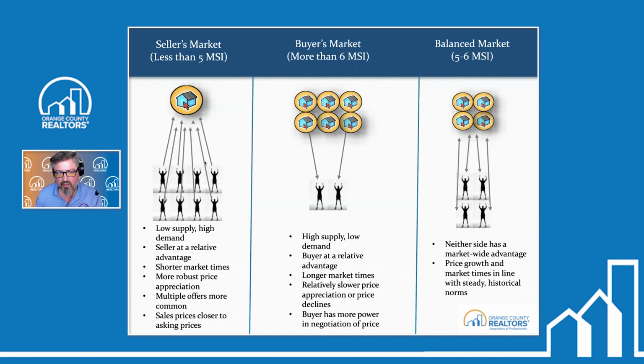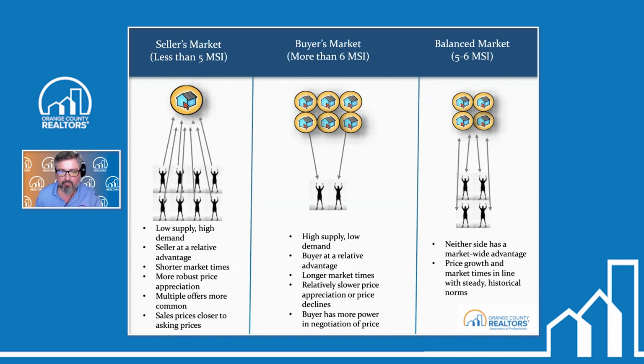So in a seller's market, you've got more demand than the supply can meet, which ultimately means that prices are going to start going up. Now, in the nation, this would indicate less than 5 months of inventory. And what I mean by that is that if somebody were to stop it, it would take 5 months to burn through that inventory based on the current demand.